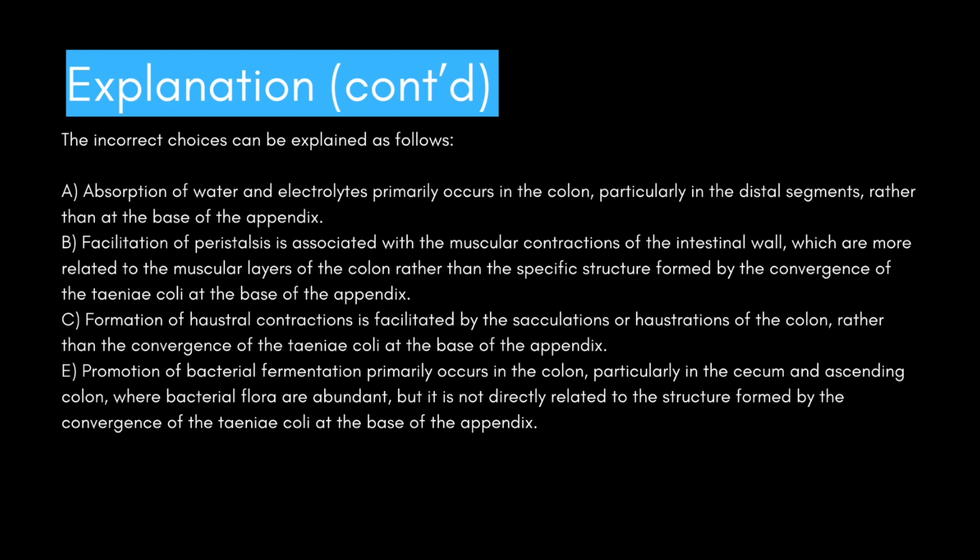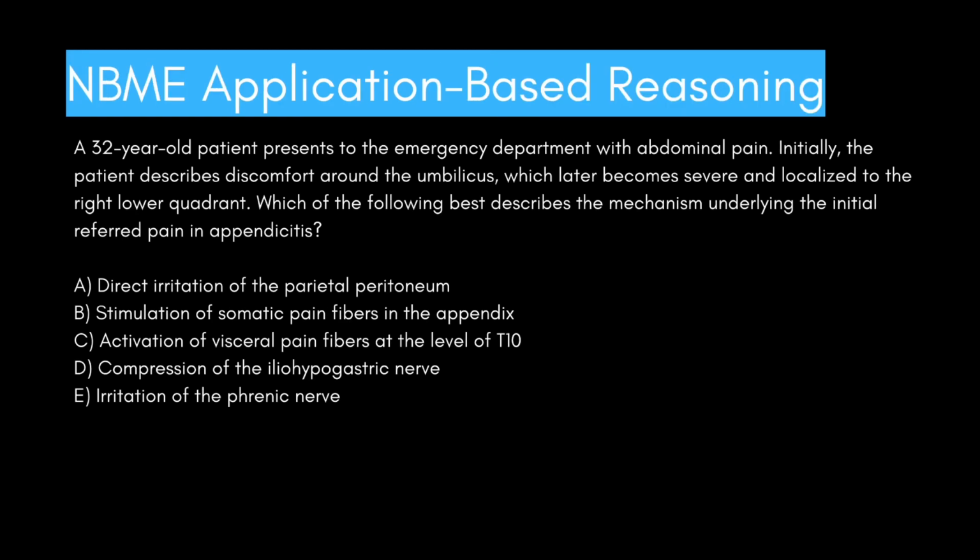Formation of haustral contractions is facilitated by the saculations or haustrations of the colon, rather than convergence of the Taenia coli at the base of the appendix. Promotion of bacterial fermentation primarily occurs in the colon, particularly in the cecum and ascending colon, where bacterial flora are abundant, but is not directly related to the structure formed by the convergence of the Taenia coli at the base of the appendix. Moving on.